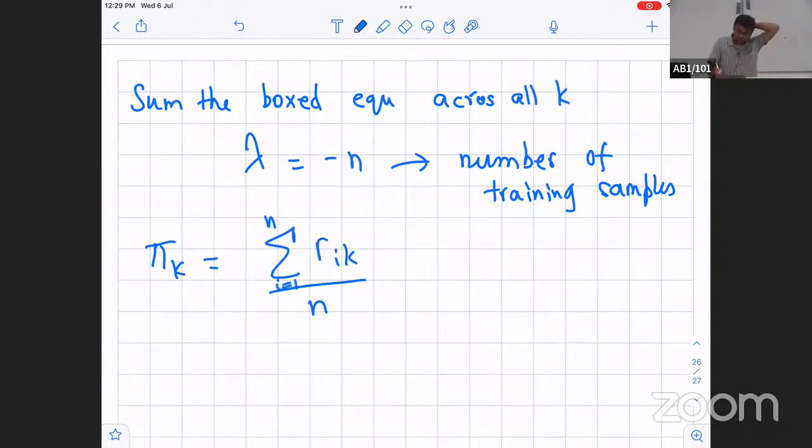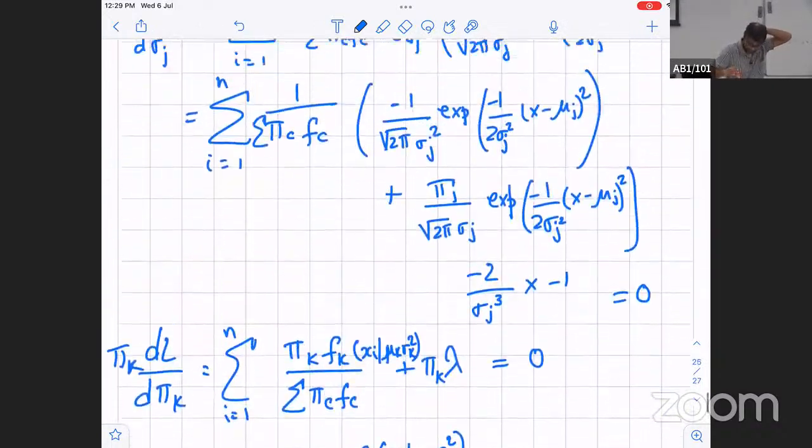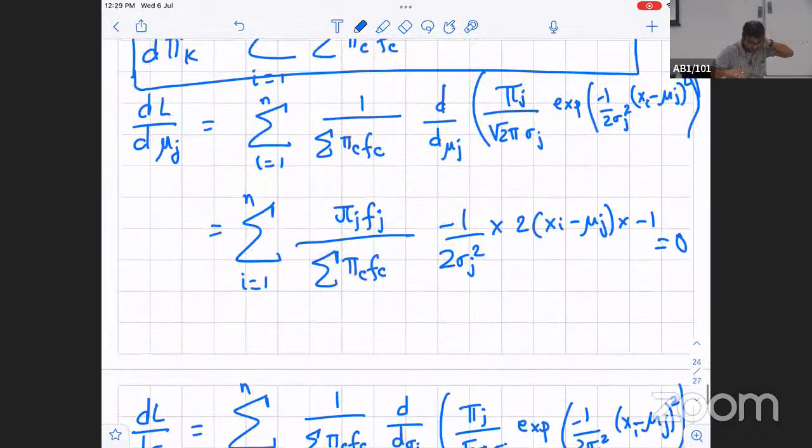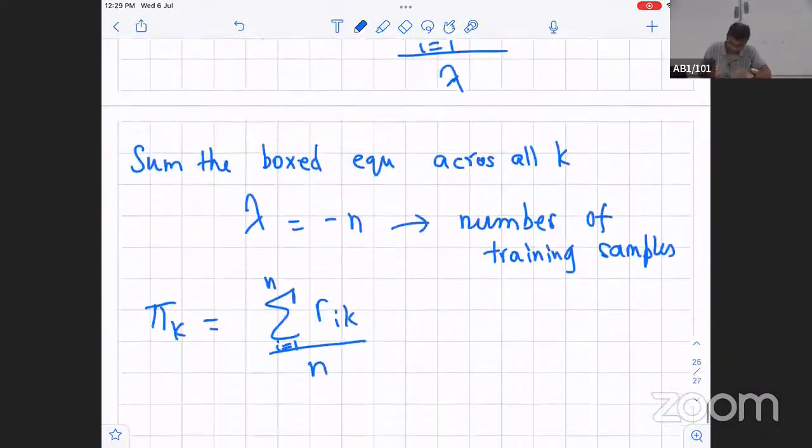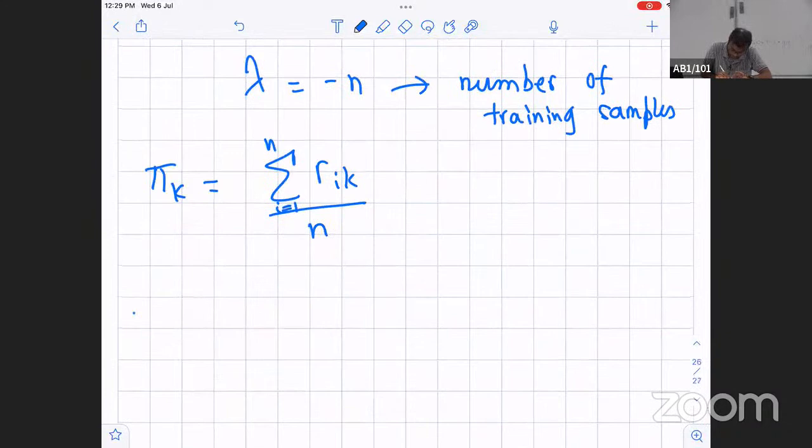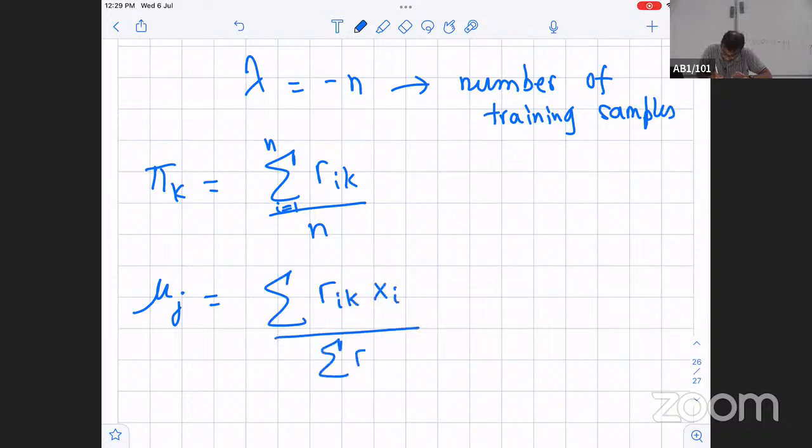So this is what you will get for the first. Now, this is the difficult part, but if you do the second and third, you will get this. I'm going to skip this again because it's becoming too complicated. So pi j will be, if you do this, the summation of gamma i k x i divided by the summation of gamma i k, with i from 1 to n. So this is pi j, by the way, sorry.